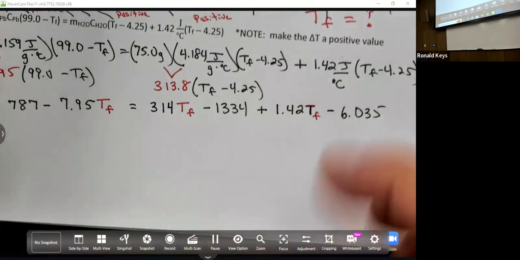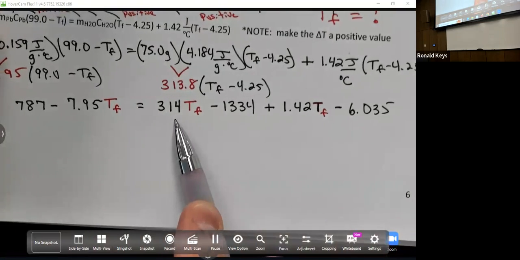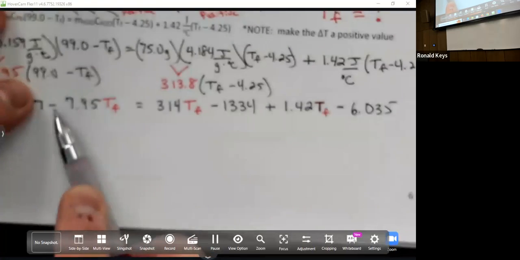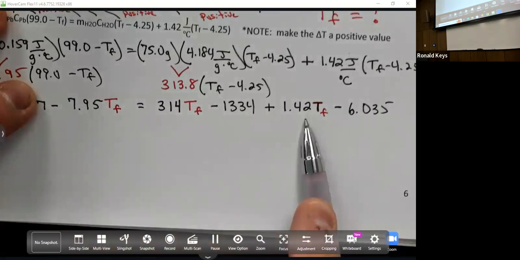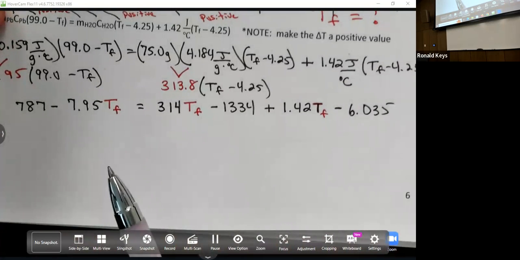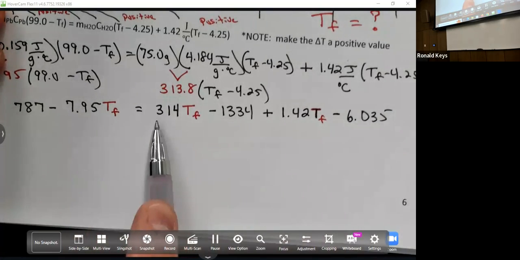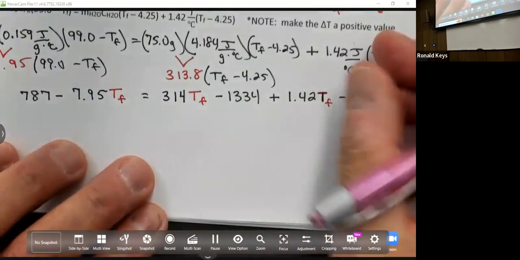So at this point, let's get all the T finals on the right. I've got 313 T final on the right. I've got a positive T final here. When this comes to the other side, instead of minus, it's going to be positive. So I just say, throw your T finals on the right, throw your other numbers on the left. And you're just changing the signs if you're crossing the equal sign. That is the effect of algebra. The math teachers make it sound more complicated.